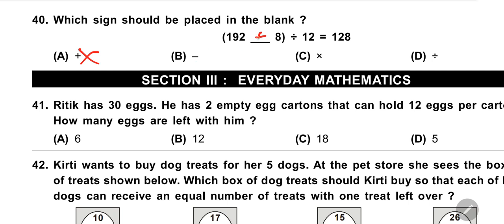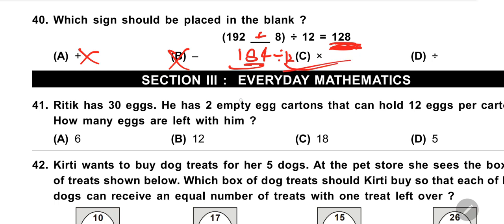Minus: when you subtract, 192 minus 8 is 184. 184 divided by 12, I think you will never get this value, because 184 is a 3-digit number, and when we divide by 12, we should get only a 1-digit or 2-digit number, never a 3-digit number. So this is also not. Division is never possible because already this is 128. So multiplication is our correct answer.